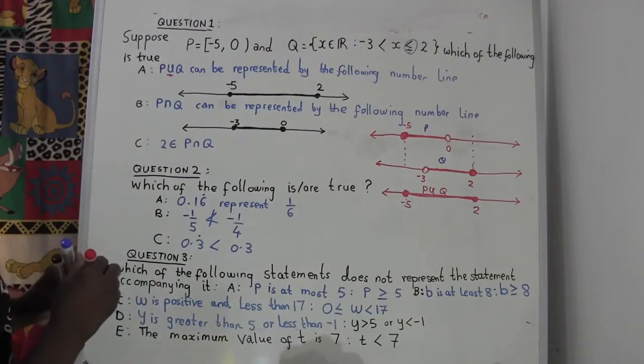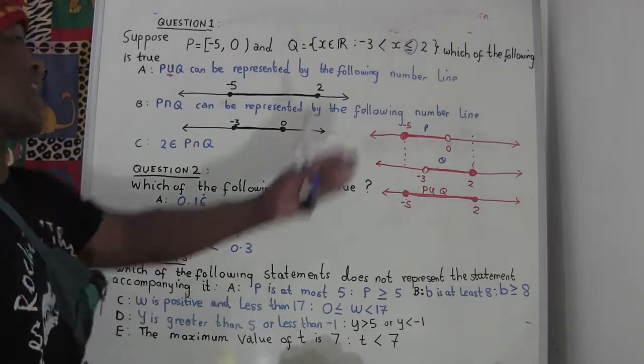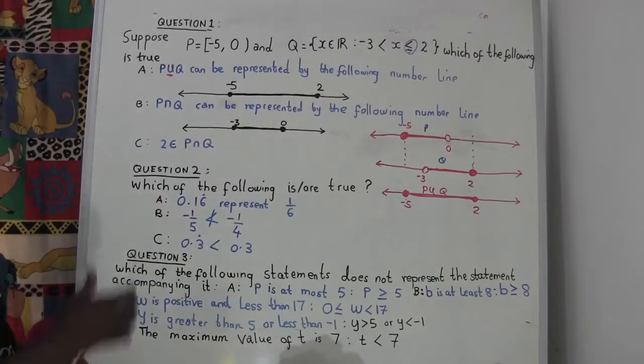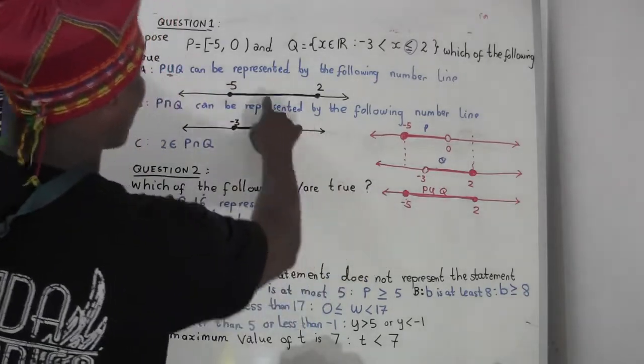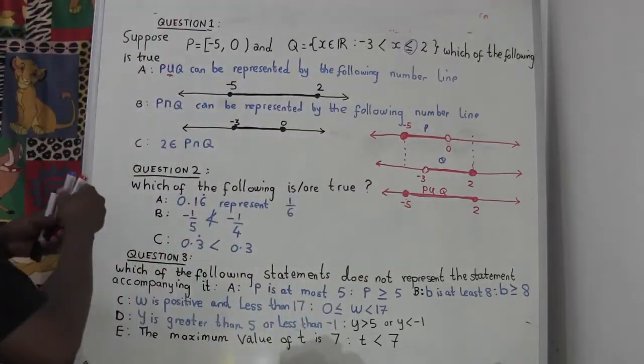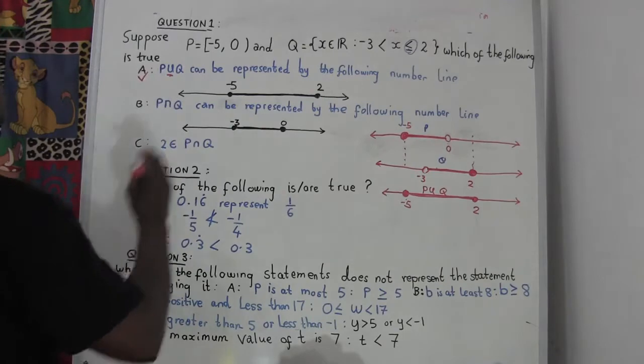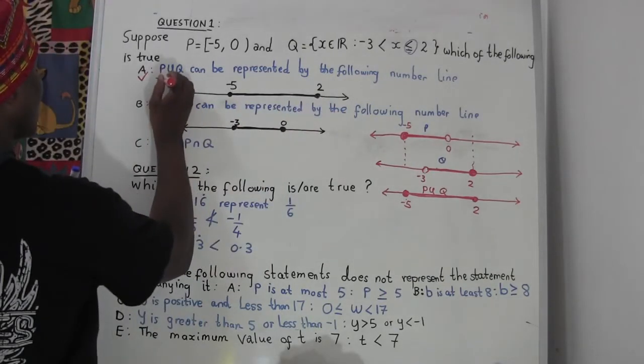Now we go to the options. They say P union Q can be represented in the following number line. It's true, because it starts from -5, yes, and goes all the way to 2, yes. So option 1 is true.